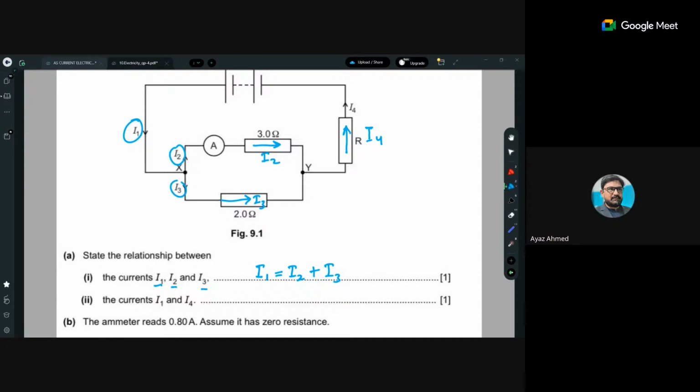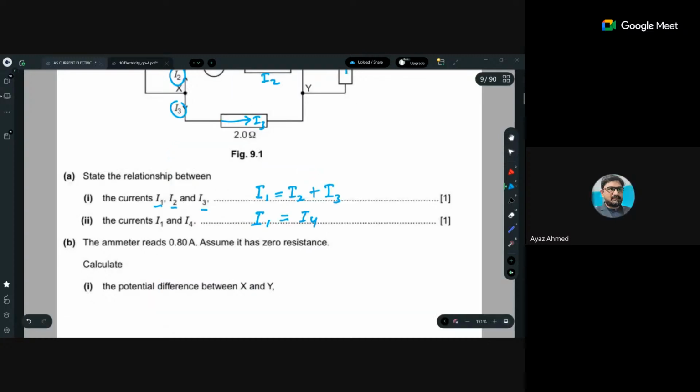Got it? Zainab, Mariam, Ariba, Khadija, everyone understood, and Noor also. Yes, sir. Then I1 is equal to I4, because I1 and I4 are the main currents again. So what will be their relation? I1 is equal to I4. Yes. So these are the 2 marks you can score.